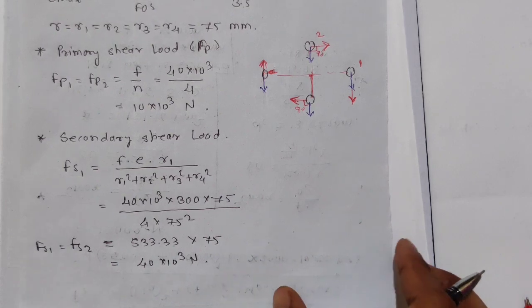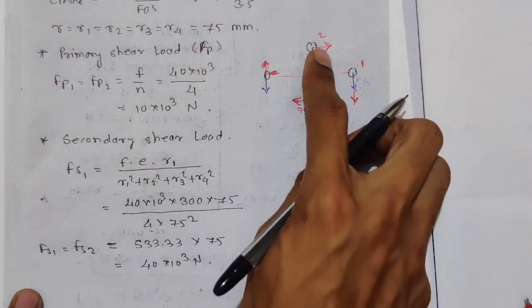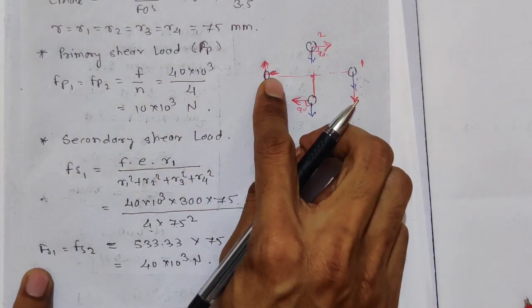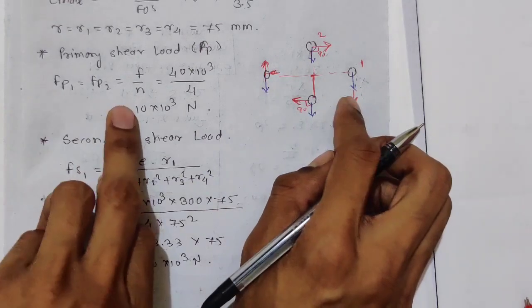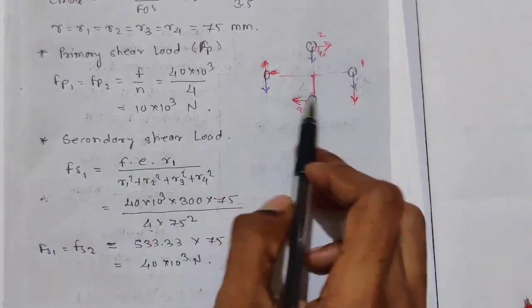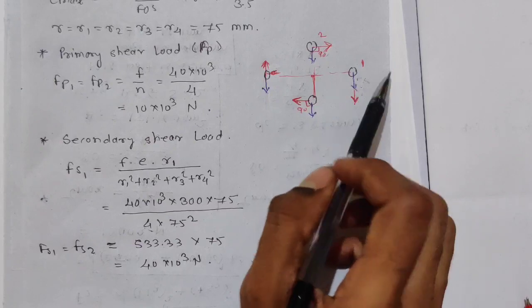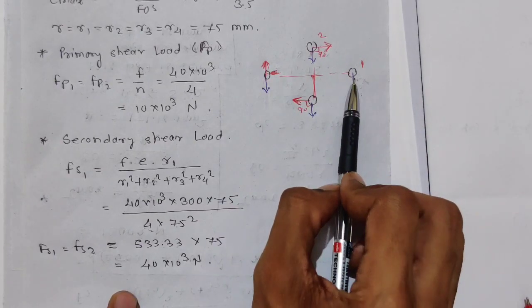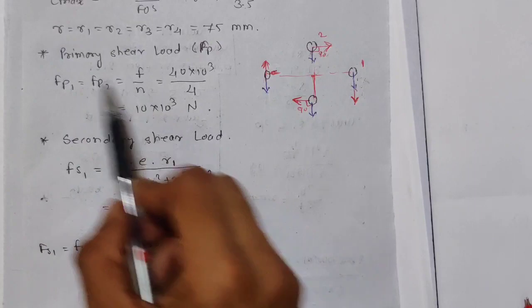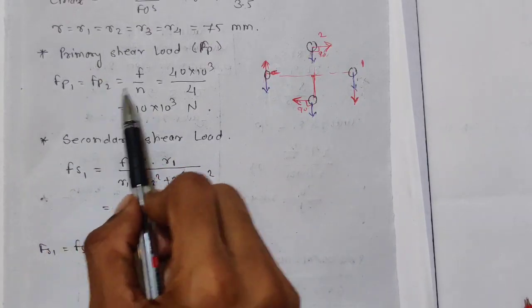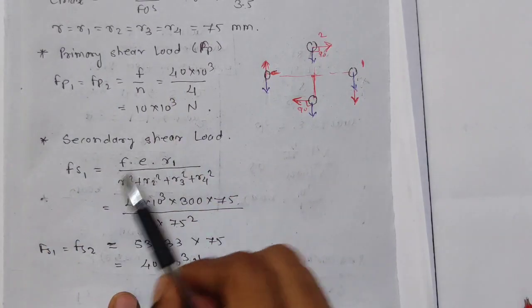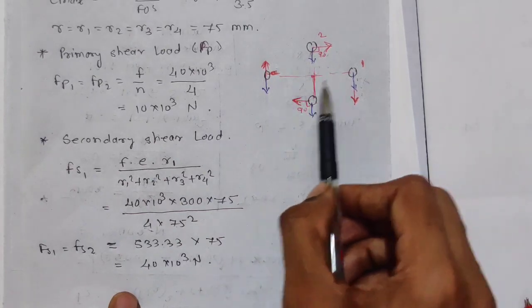Okay, so now you got the secondary load on bolt 1 and 2. Bolts 3 and 4 also have the same secondary load and the same primary load. So the loads acting on every bolt are the same, primary and secondary. FP1, FP2, FP3, FP4 have the same load, and the secondary load is also the same because the radius is same. Now we have to find the maximum load on bolt 1 and bolt 3, or the resultant load you can say.